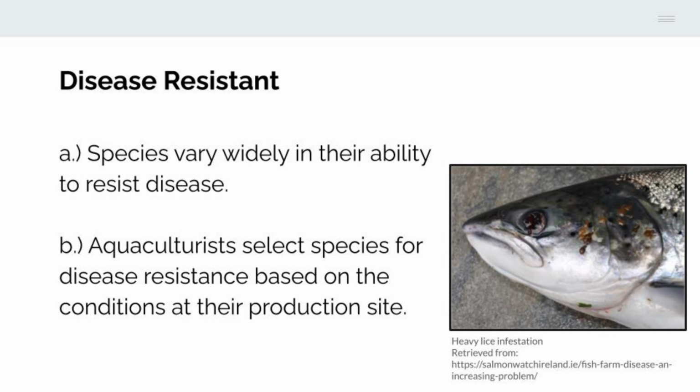Aquaculturists select species for disease resistance based on the conditions at their production site. Environmental factors such as water quality, temperature, and stocking density influence disease risks. Farmers choose species that can thrive in their specific conditions with minimal disease outbreaks. By prioritizing disease-resistant species, aquaculture operations can reduce dependency on antibiotics, lower mortality rates, and enhance sustainability.